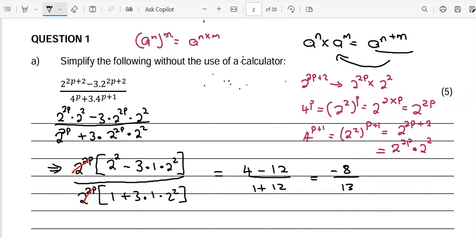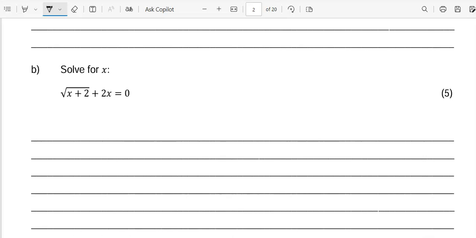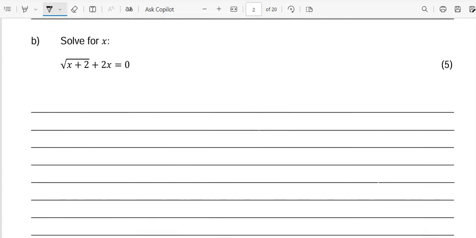Okay, let's quickly go to question B of this question paper. They want you to solve for x. To solve for x, let us quickly rewrite the equation down. I have the root of x plus 2, plus 2x, equals 0. The aim is to make sure that whatever you have inside the square root, you put on one side. So this tells me that we need to isolate the root of x plus 2.